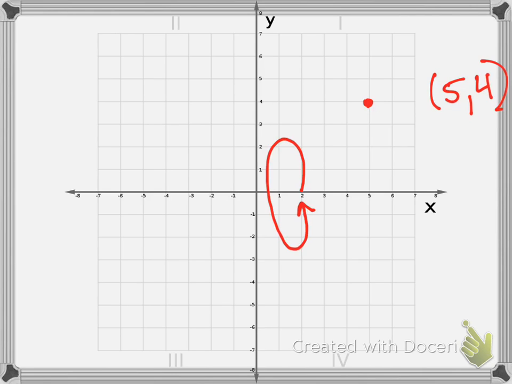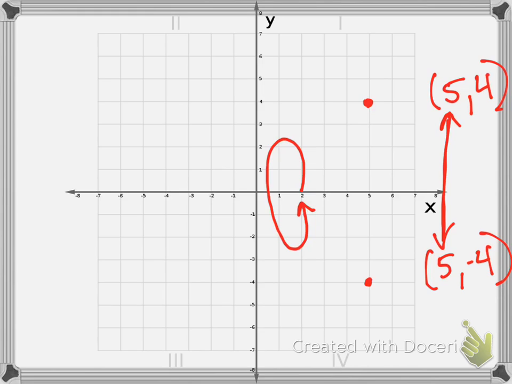Now, what point doesn't change when we rotate it about the x? Lucy? The 5. Our x value stays the same. It's our y value that flips and turns opposite. So our flipped point is 5, negative 4. Exactly. That's when we flip it about the x. The x's stay the same.